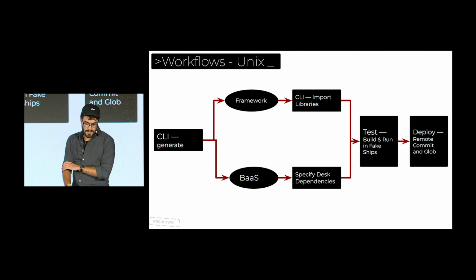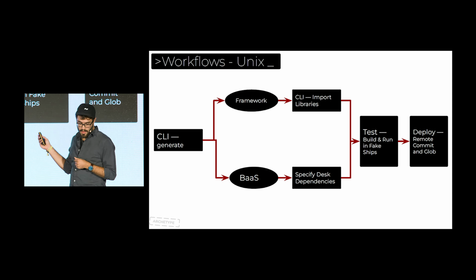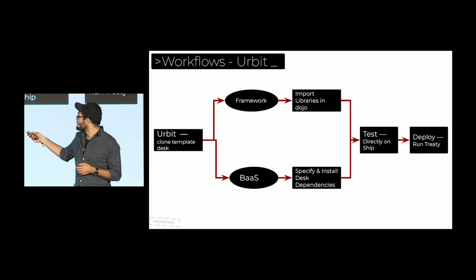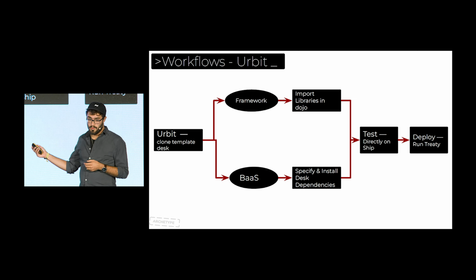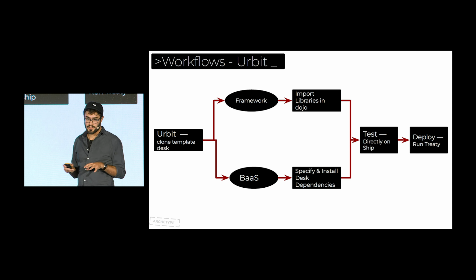What that looks like on the Unix side is what I described: generating with the CLI, using either desks or libraries to import files, building a production fleet, and then deploying. On the Urbit side, you can do something with a similar structure. You clone a desk, test on your ship, make sure that dependent agents are installed, and then deploying from the Urbit side can actually be as easy as running Treaty, right? But ultimately, the structure is the same.